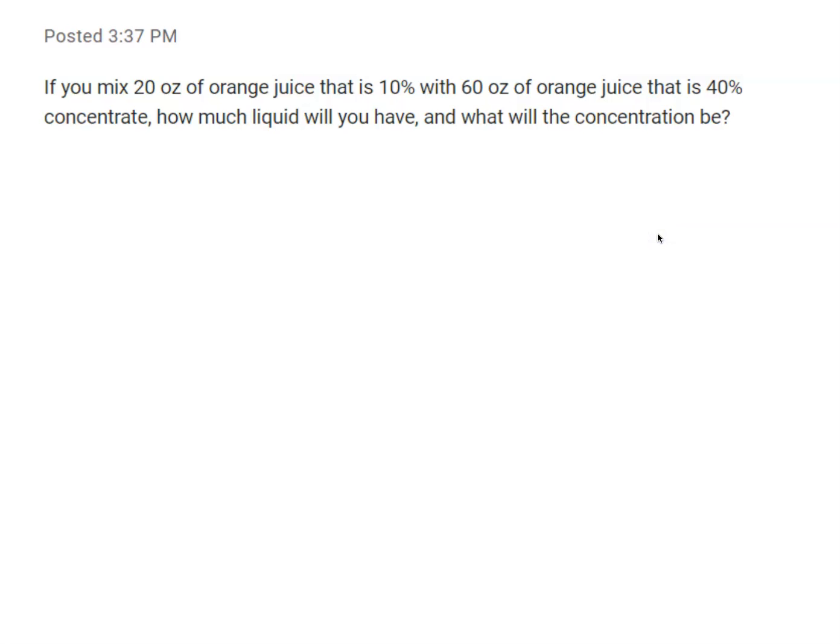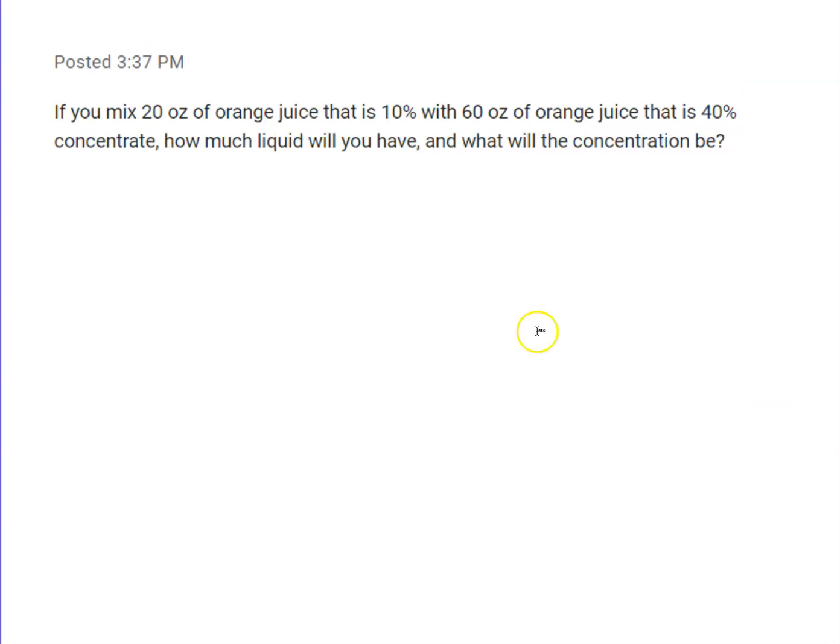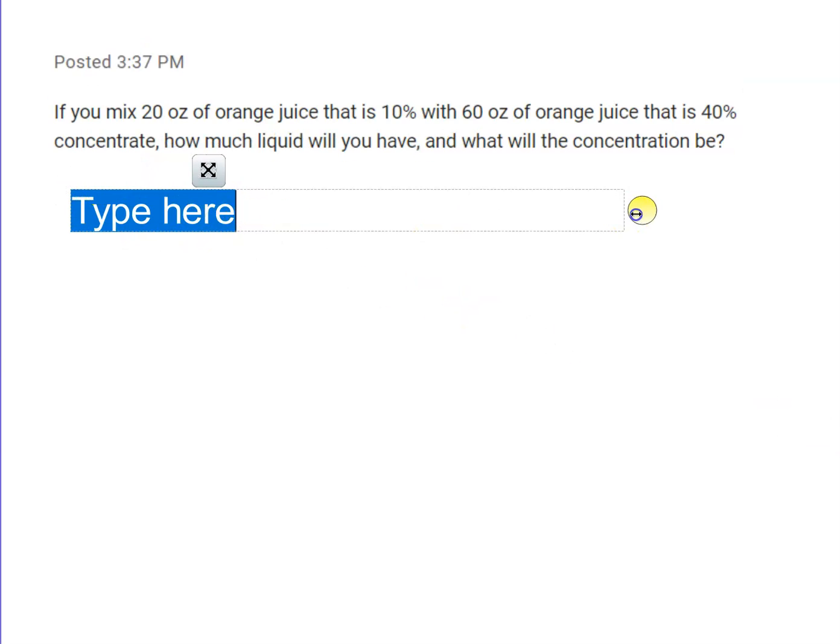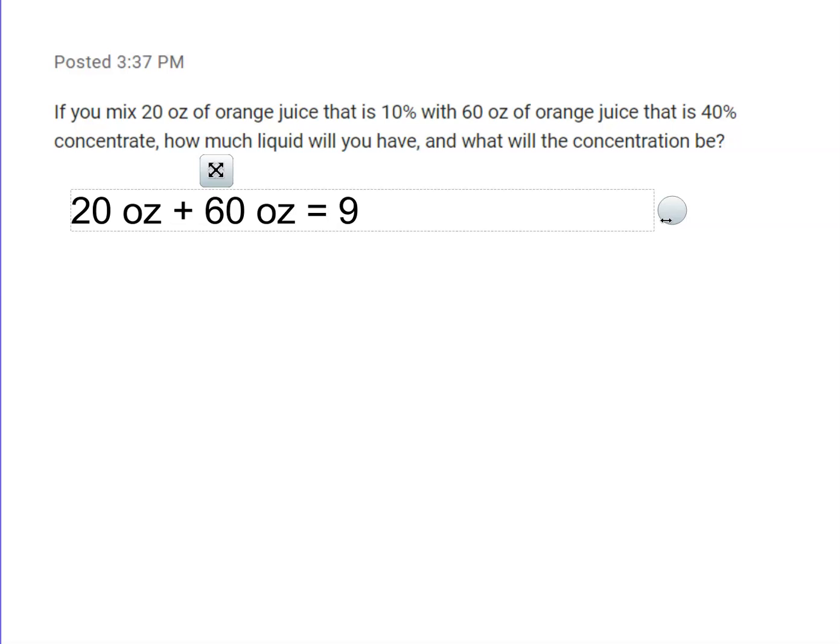Okay. And I want to make sure I have an explanation there. So let me come over here and I'll type it out. I'll say, well, you know what? 20 ounces plus 60 ounces equals 80 ounces total. Okay, so I've already answered the first question.